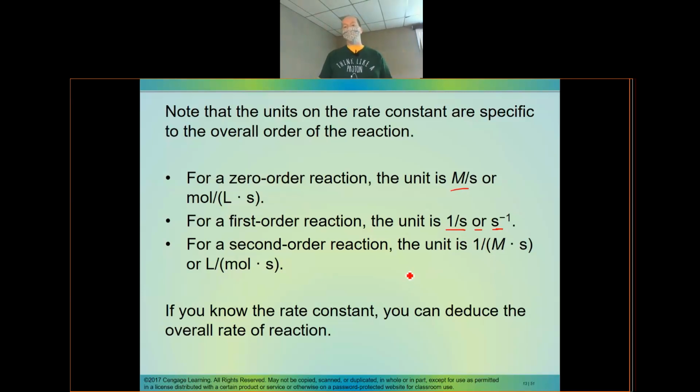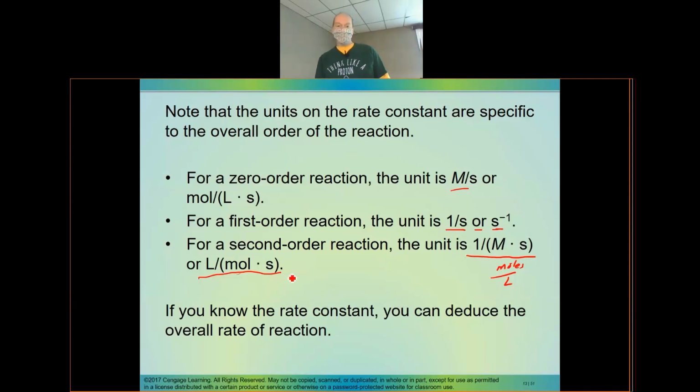Now, it's the second order units that will start to confuse people. You have 1 over molarity times seconds. That's how it's normally written, but it could be written as a liter per mole second, and that is exactly the same thing because a molarity is moles per liter. That's in the denominator. You invert and multiply, you end up with liters on top, moles on bottom. And so if you see it as a liter per mole second, you need to know that that is the same as 1 over molarity times second.